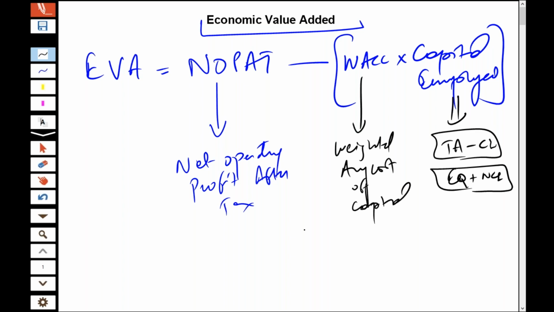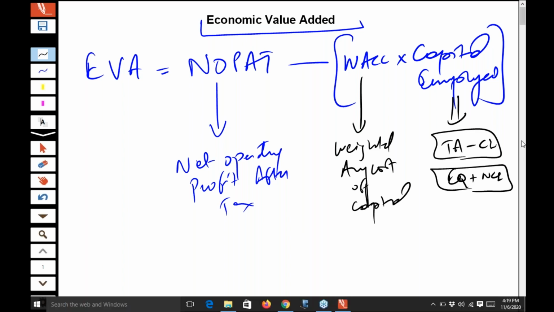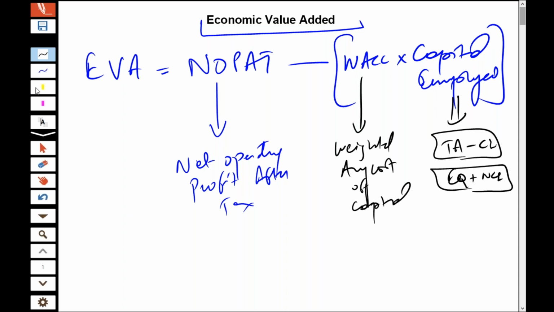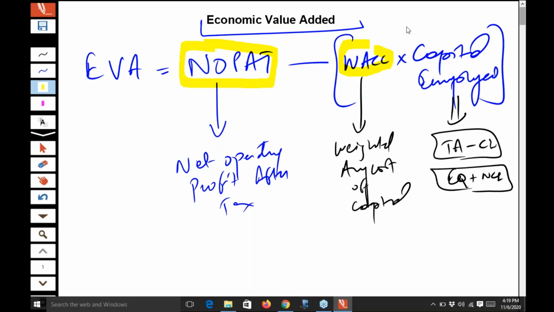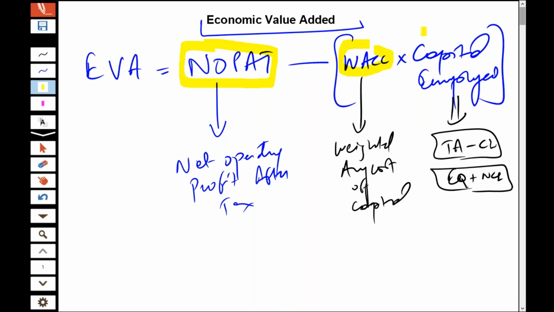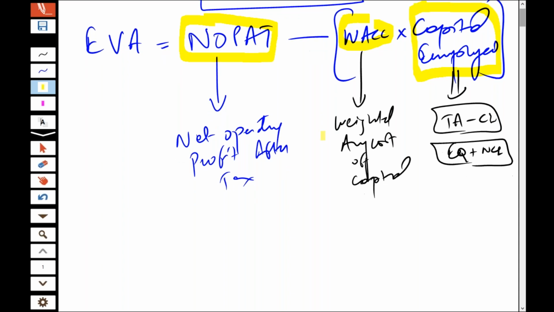Now let's discuss further. So the first thing that we need to understand is basically that this is the formula for the economic value added. Now, if this is the formula for the economic value added, what was the reason behind introducing this formula? What are the components of this specific formula? How do we establish NOPAT? How do we establish the WACC? How do we establish the capital employed? Let's have a quick discussion about all these.